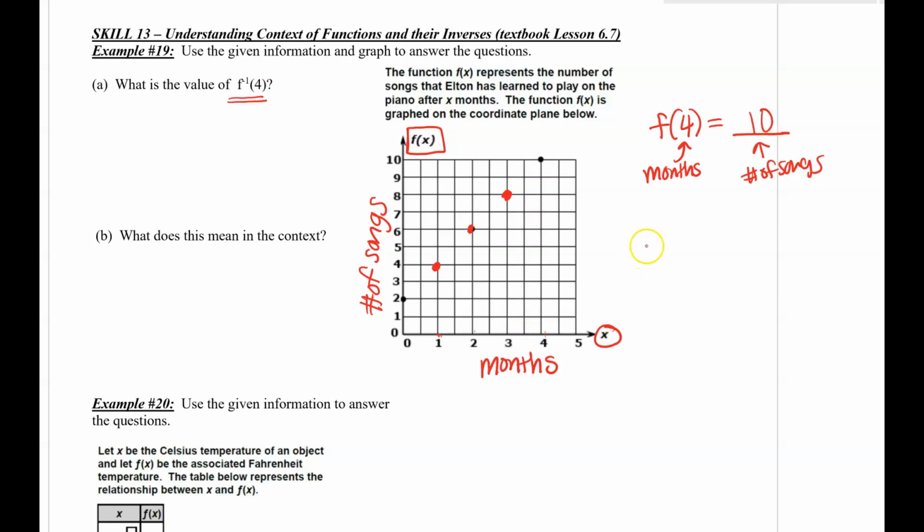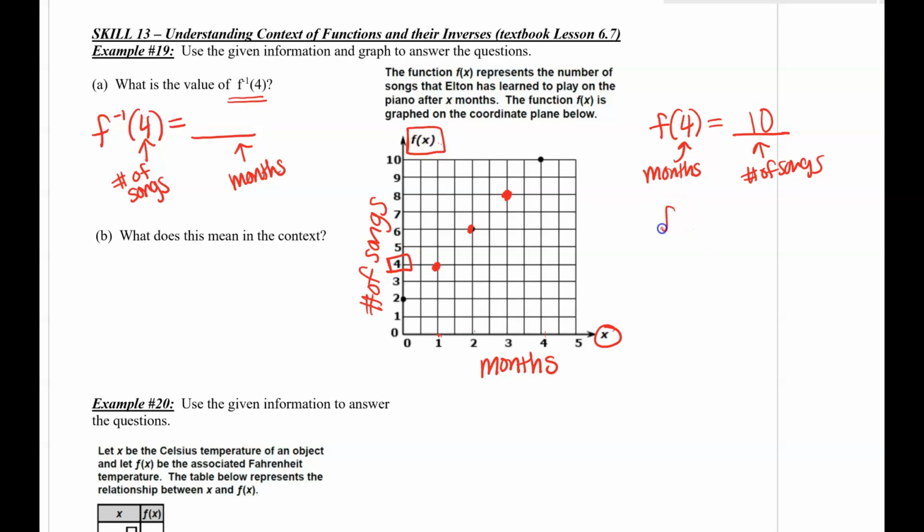That was not their question. Their question is f inverse of 4. Remember, the inverse has switched the x and the y. So that means the input is no longer months. The input is the number of songs. And the output will be the number of months. Okay? And you would actually be looking for a y value of 4 on the original graph.